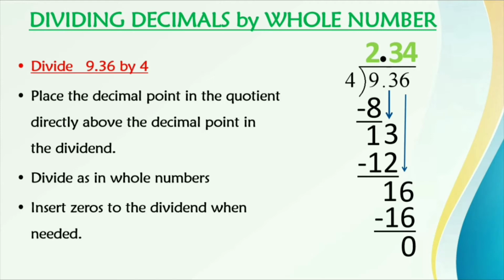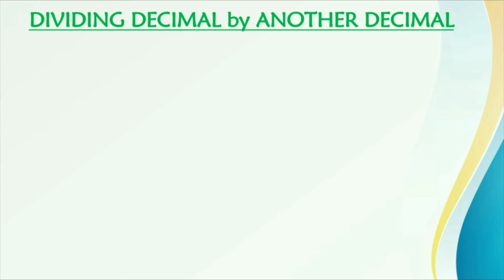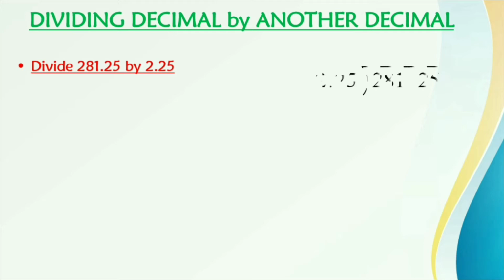Okay, so what if naman pag nag-divide tayo ng decimal by another decimal? Okay, this is another case. For example, we have to divide 281.25 by 2.25. So, ito siya ngayon. Okay, so ang goal natin, kapag nagdi-divide tayo ng decimal by another decimal, ang goal natin is gawin nating whole number yung ating divisor. Hindi tayo pwedeng mag-divide na hindi pa naka-whole number yung divisor natin.